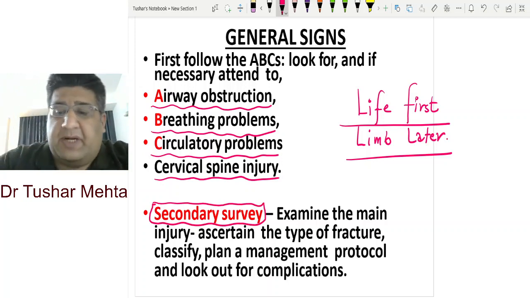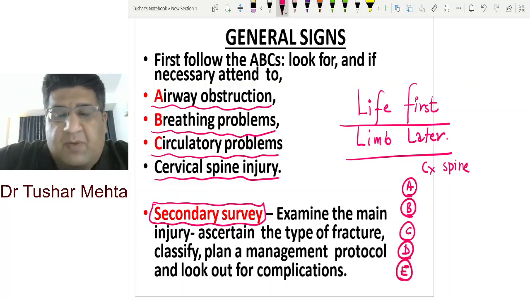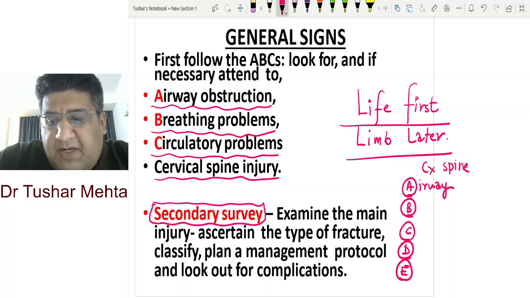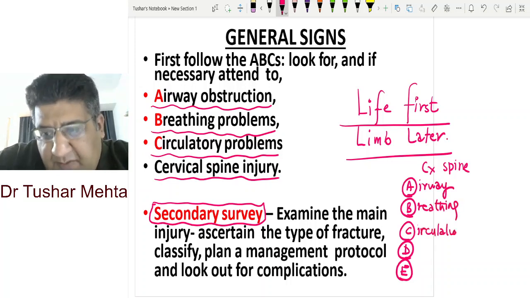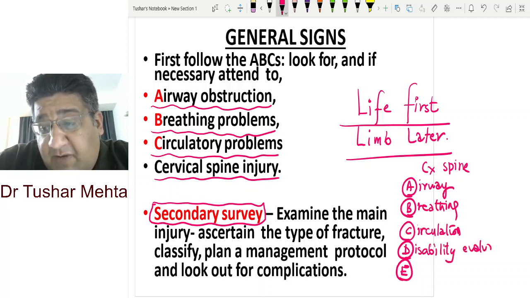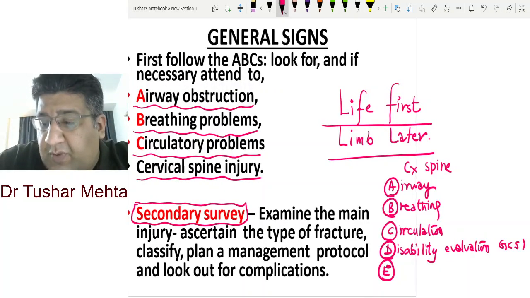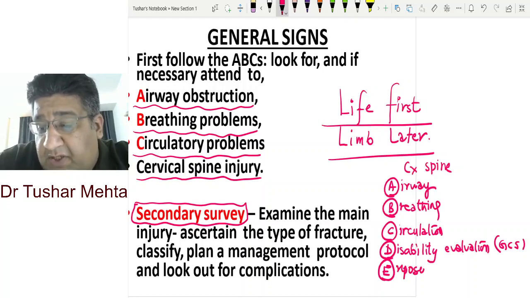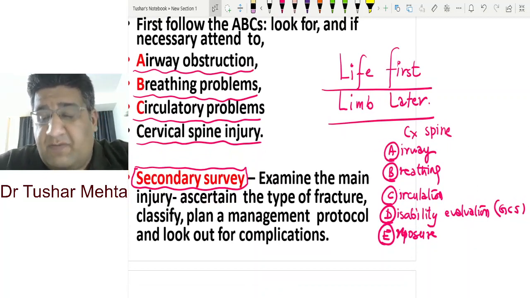If you remember, ATLS clearly says that cervical spine is a priority, and after cervical spine, A, B, C, D, E. I vividly remember we were taught that after C spine, airway is a priority, then breathing, then circulation, then disability evaluation. When they talk about disability evaluation, technically they are talking about neurological disability and the Glasgow Coma Scale, if you remember. Then exposure of the patient, like completely undress the patient and dress the patient back again once you're done with the examination.